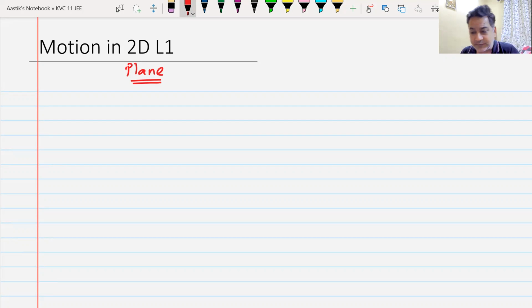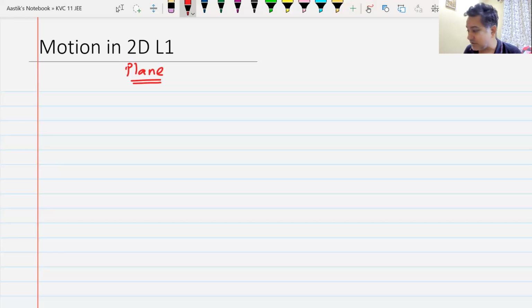When something moves on a plane, on a flat horizontal road, that is motion in two dimension or motion in a plane. Why do we call it motion in two dimension? Because only two coordinates in space are changing with time, the x coordinate as well as the y coordinate. Do we understand this? Yes or no?